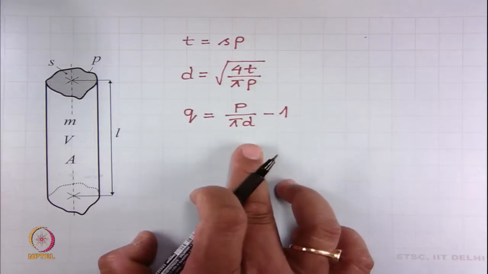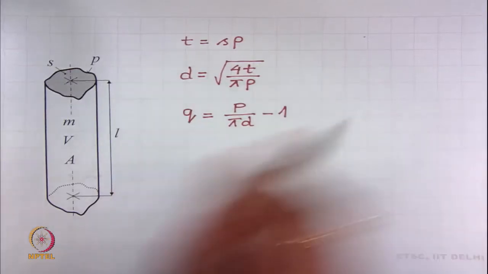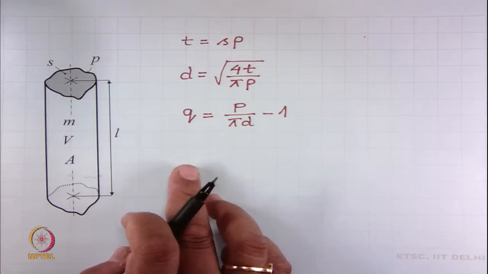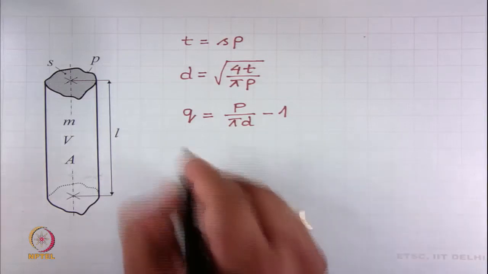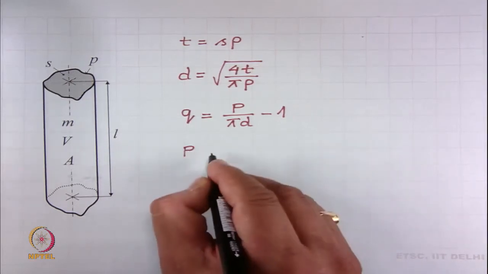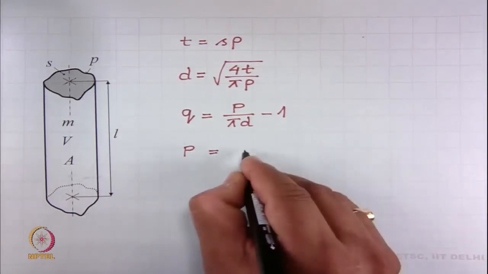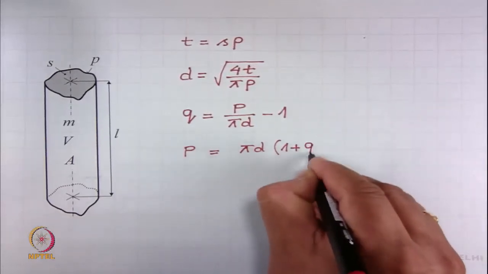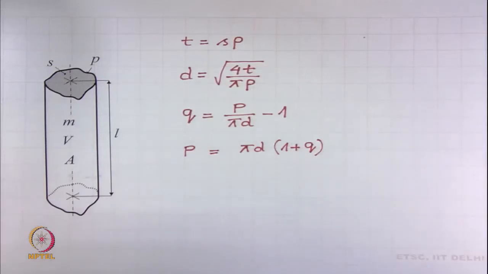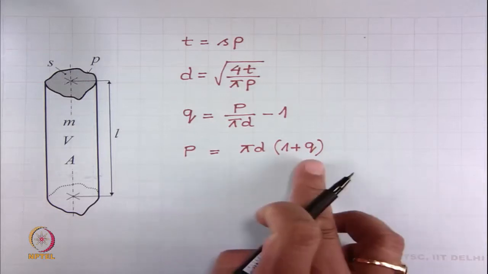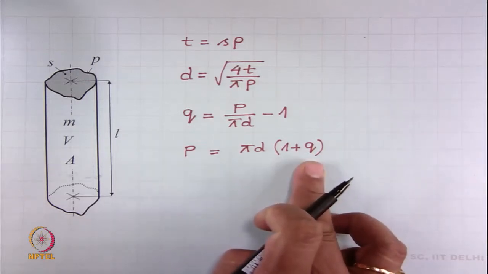And if you remember well, Q varies from 0 and onwards. 0 means circular fiber, and for a non-circular fiber, Q will be greater than 0. Then from this relation, we can find the expression for fiber perimeter, which is equal to pi times fiber diameter into 1 plus fiber safe factor.